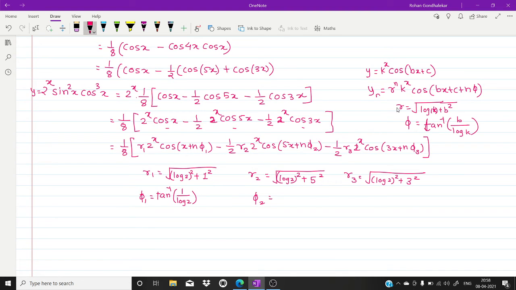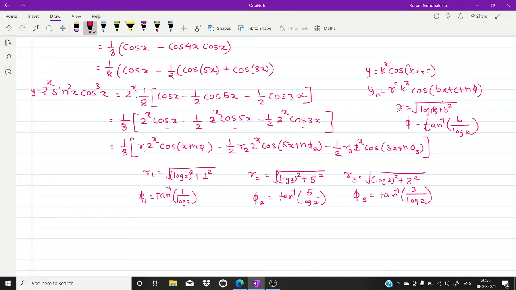Phi 2 is tan inverse of 5 by log 2, because b is 5 in the middle term. And in the third, phi 3 will be tan inverse of 3 by log 2, as b is 3 here. This is the nth order derivative. Are you clear with this?